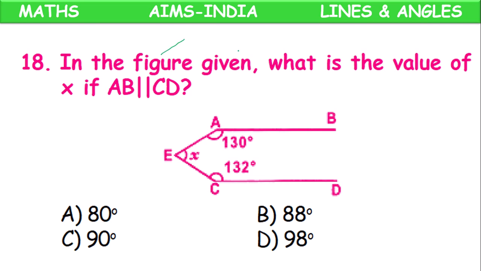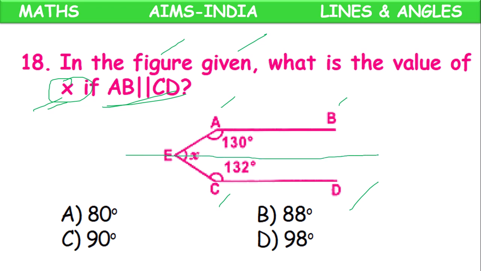So in the figure given, what is the value of X if AB is parallel to CD? If you draw one line here, X will be divided into two parts, first part and second part. These are two lines. This is the transversal.